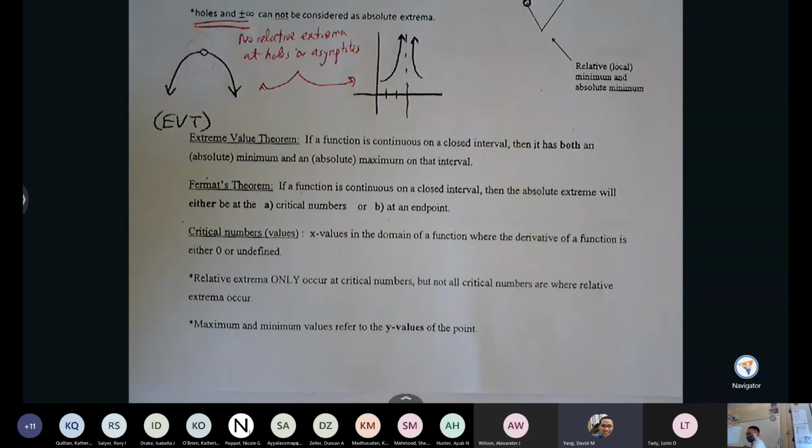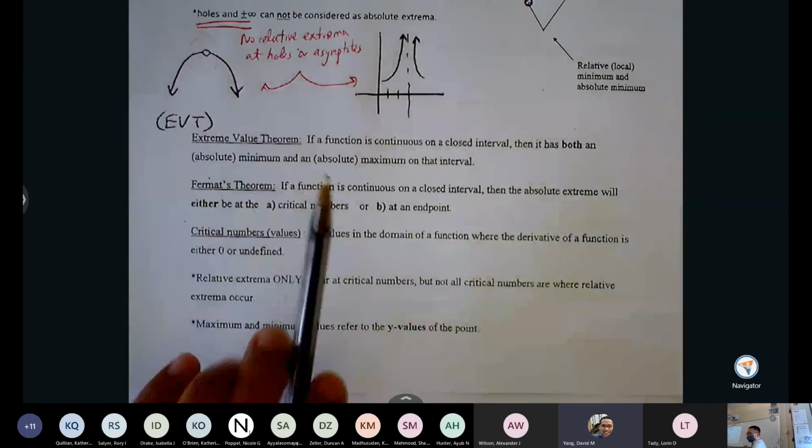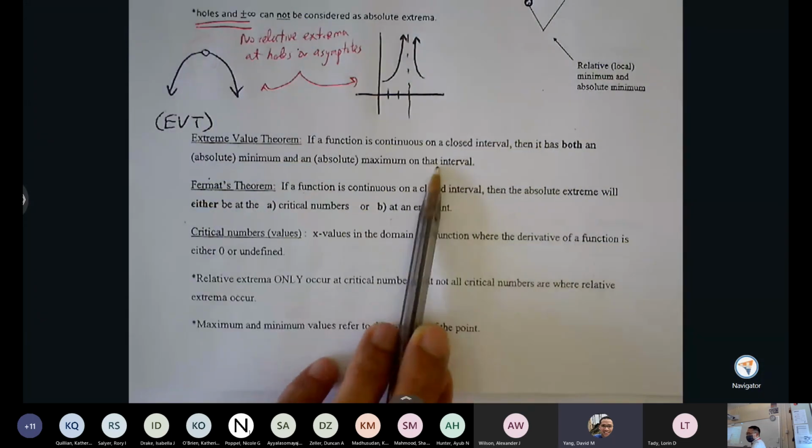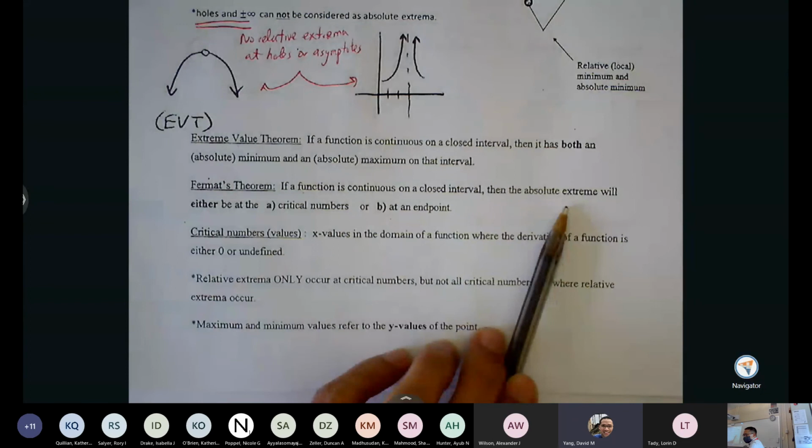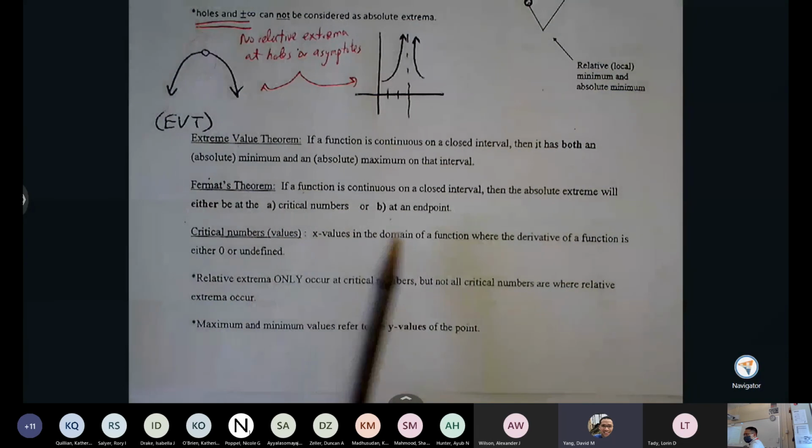Okay. All right, so here's our main topic for today, which is the extreme value theorem. The extreme value theorem is telling us that if a function is continuous on a closed interval, right, no holes, no asymptotes, no breaks, then it has both an absolute minimum and an absolute maximum on that interval, guaranteed. So to determine that, we have to consider our candidates. Absolute extrema, the highest and lowest points, will either be at critical values or at endpoints.